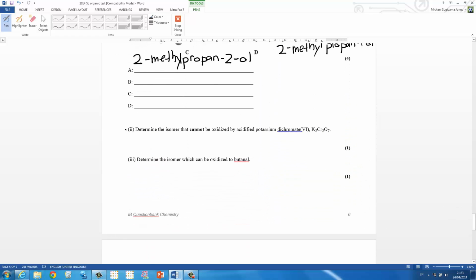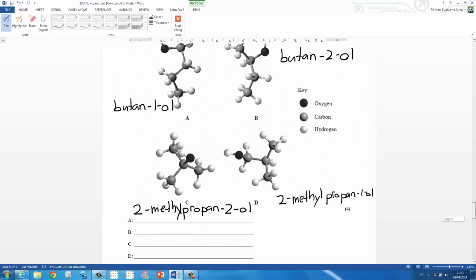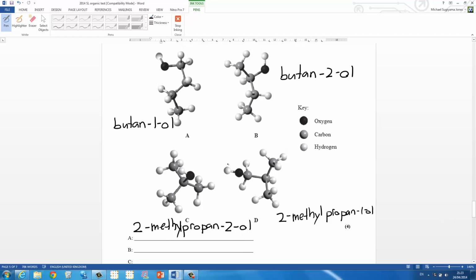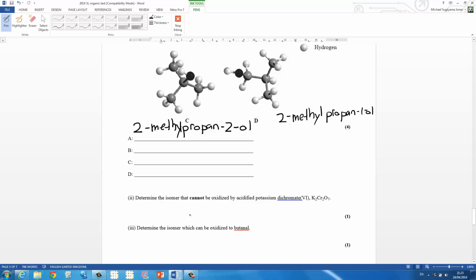Okay, part 2. Determine the isomer that cannot be oxidized. So which one is the tertiary alcohol? This OH group here is attached to this carbon, and this carbon has 2 hydrogens and another carbon, so it's not that one. How about this one here? This OH group's attached to this carbon, this carbon's attached to 1, 2, 3 other carbons. So C cannot be oxidized because tertiary alcohols cannot be oxidized.